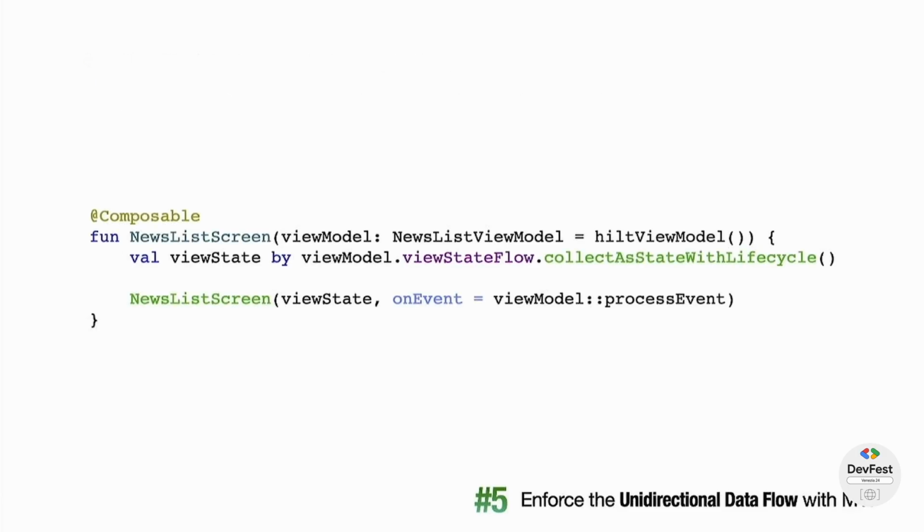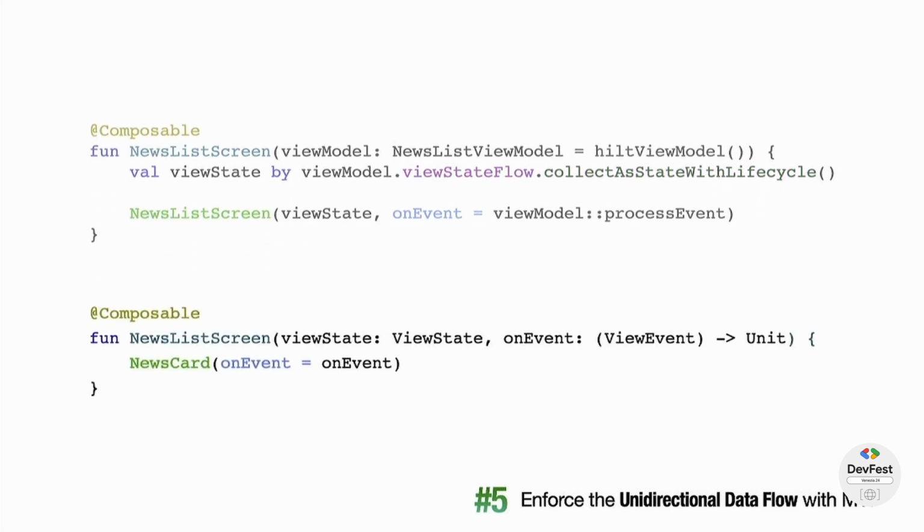And now, how do we use this? As we saw before, we can collect the view state flow as a state with this function to make it safe with the lifecycle. And then here I have my stateless screen composable. I pass the state, and I also pass a reference to the process event function of the view model, right?